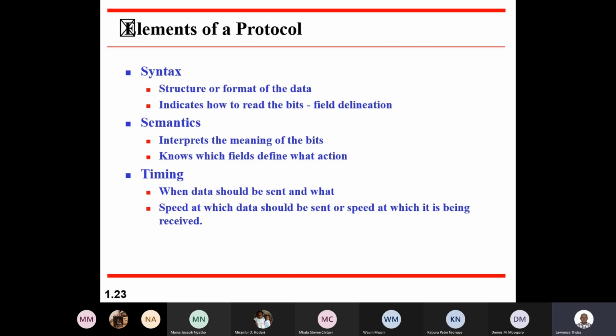Then you also have what we call the semantics. Semantics gives us an interpretation, the meaning of the different sections of the codes. It provides that aspect of understanding the protocol itself and its functionality. The timing, of course, gives us how data was sent and how data was received, and so on and so forth. Maybe all of us can do some practicals for this part of the protocol.